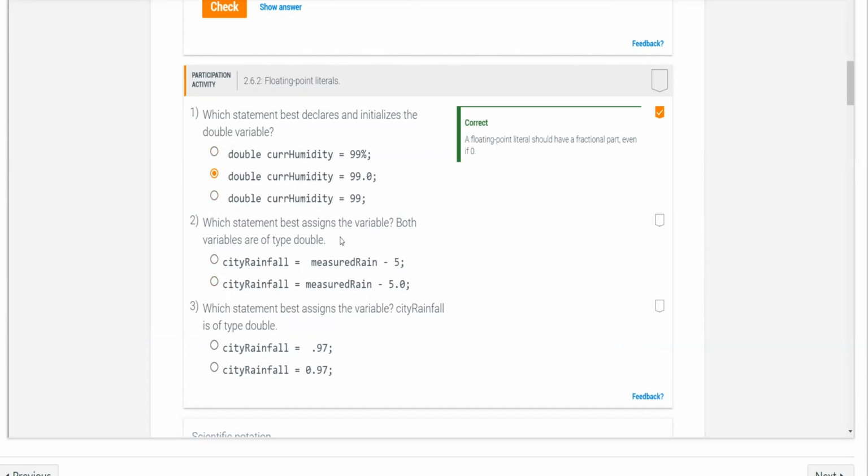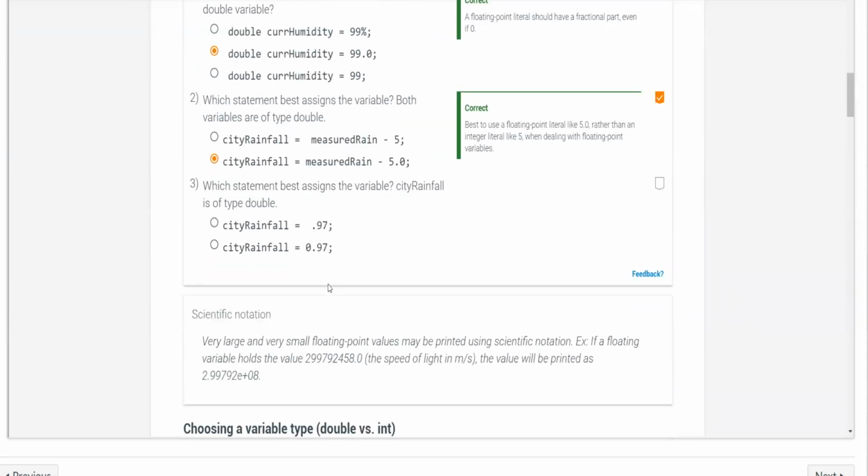Which statement best assigns the variable, both variable types? Yeah, obviously this one, right? Which has a floating point. But if you don't want to use the floating point, yeah, you can go with this. I think this is what doubled. If the type is double, you should put it like this. Yeah, so play around with it.